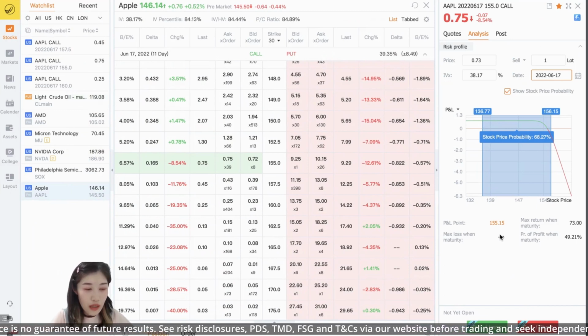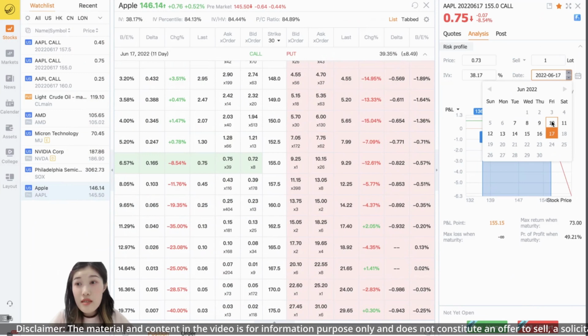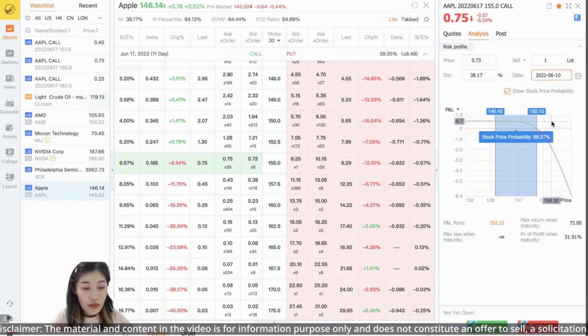Now, assume I'm not going to wait around till it expires and I want to secure my profit and get my margins rolling. I can pick a date a week before, or any number of days that you prefer before the expiration date, and you should get a new break-even point automatically.